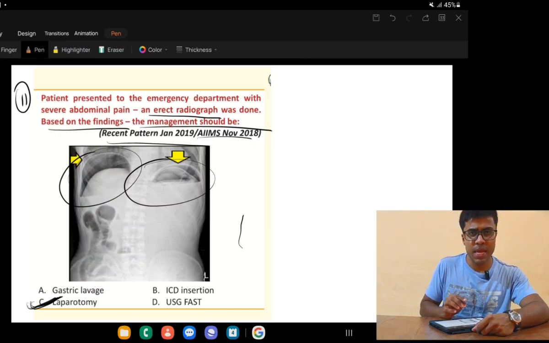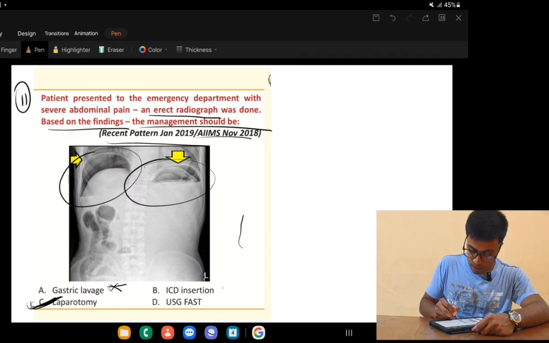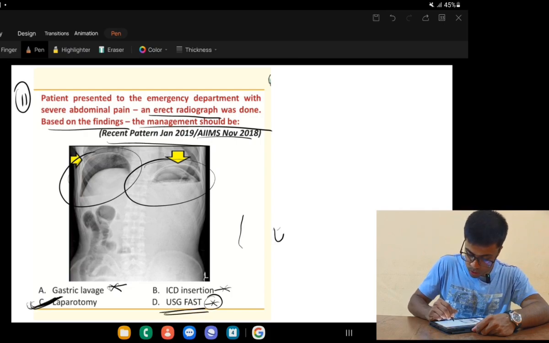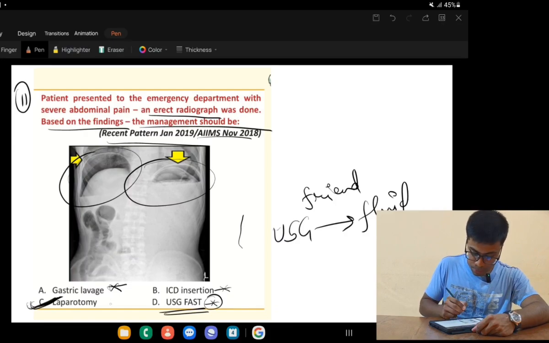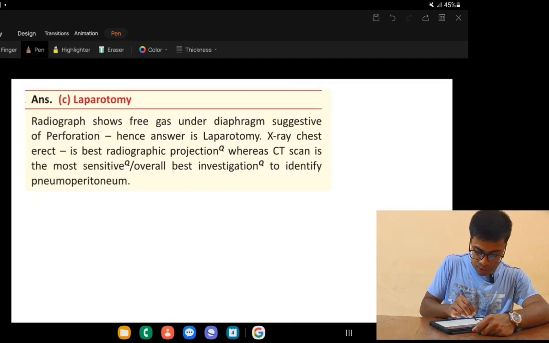Gastric lavage has no sense. ICD should not be done, because chest drainage is not related to the chest but the abdomen, so it's ruled out. And why not USG? Ultrasound is only for fluids. Ultrasound is a friend of fluid, so it is ruled out. So the last option is laparotomy. By ruling out, you can solve this question. But let's come to the explanation. Free gas under the diaphragm means perforation, so a hole, hence a laparotomy.